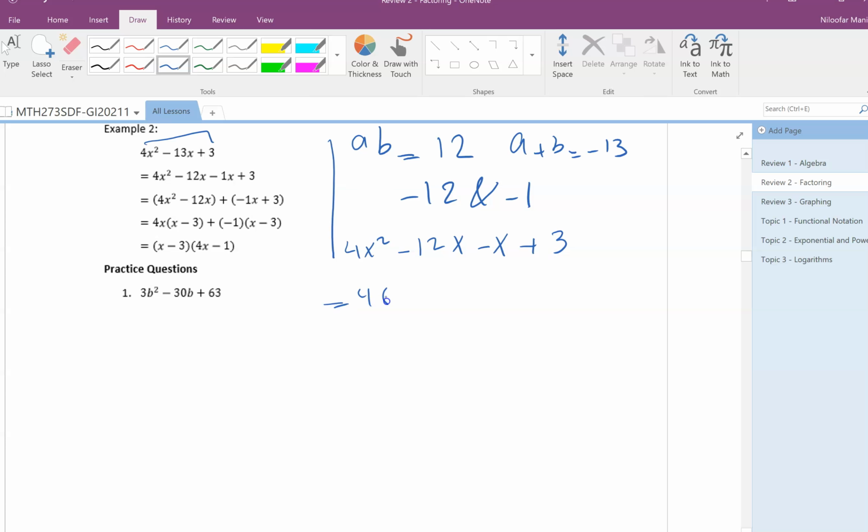Okay, so 4x is factored x minus 3, and here 1 is factored minus 3. Why? Because I want x minus 3 to be in common. Okay, x minus 3 factored. From the first I have this, from the second I have this. Okay, how about this one?